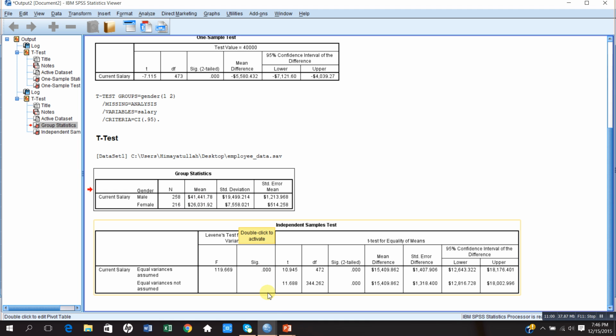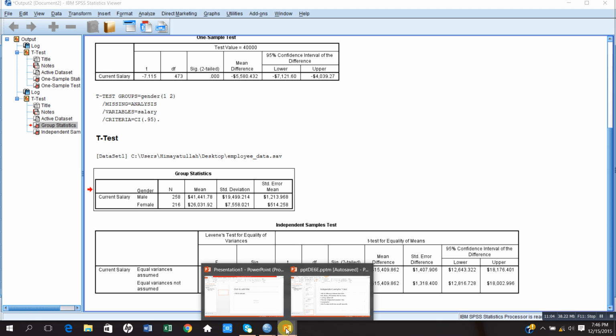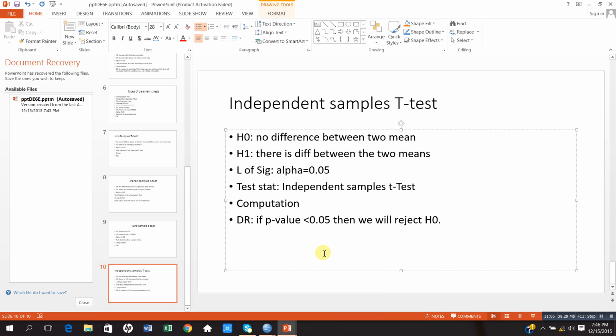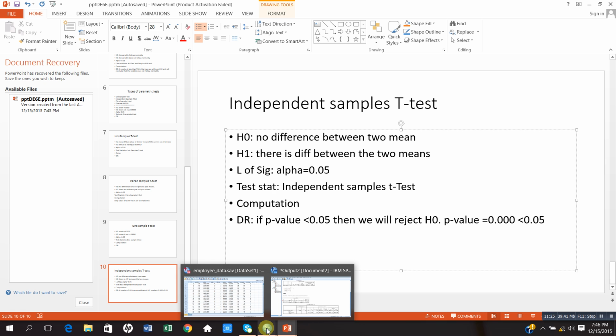Since this p-value is 0.000, which is less than 0.05, I reject this null hypothesis and I conclude that there is a difference between the two means, and you saw that the two means are not equal. That is, the average current salary of the males is different from the average current salary of the females.